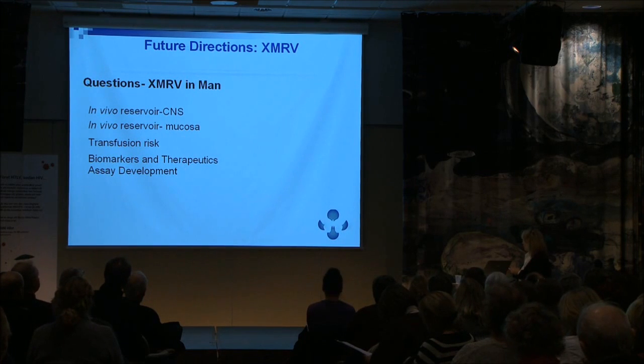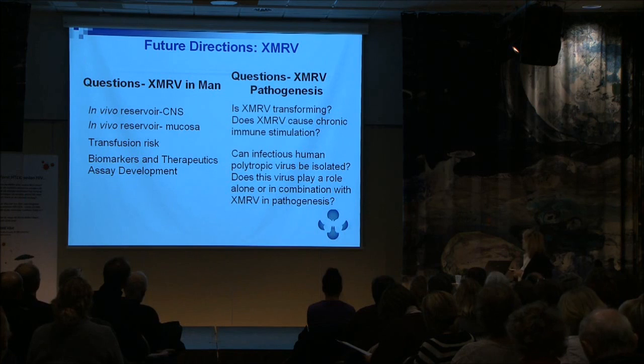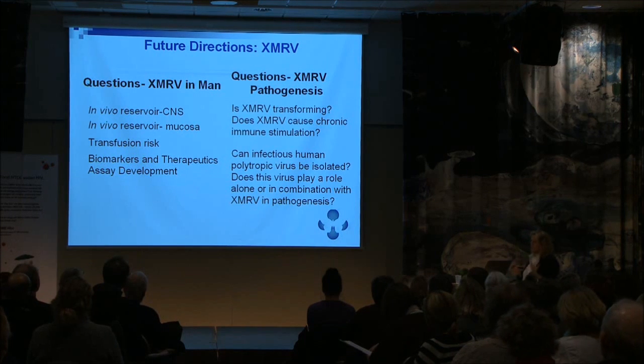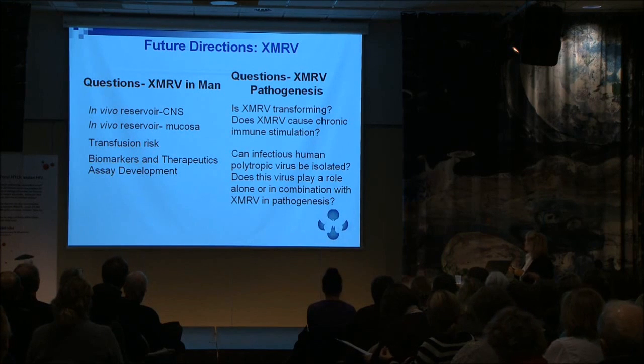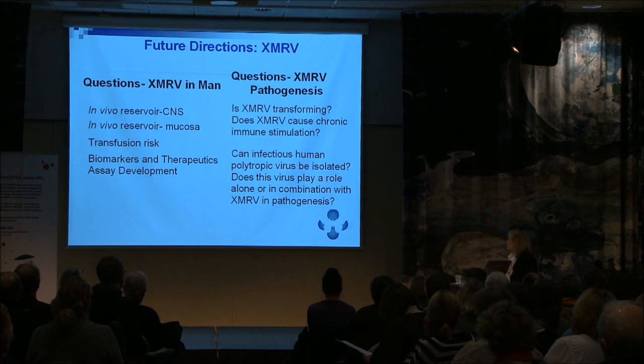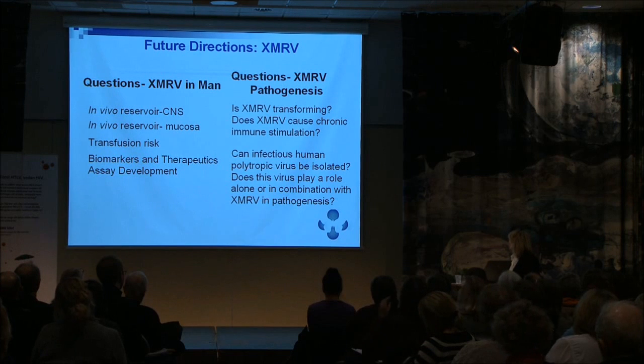And of course, we're working very hard on assay development so that we can do the large epidemiological studies necessary to show that the virus is causative for any disease. Unless you do large studies across populations of the disease, you can't make those associations. So we want to know, is XMRV directly transforming? Can it cause cancer that way? Would that suggest then an increased risk or possibility of cancer in CFS populations?